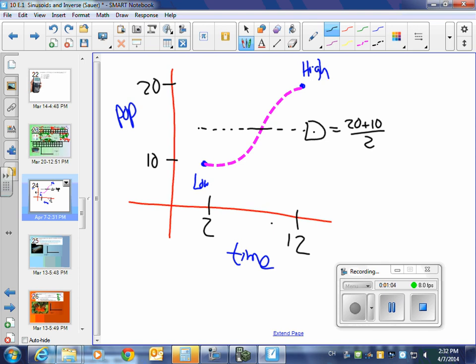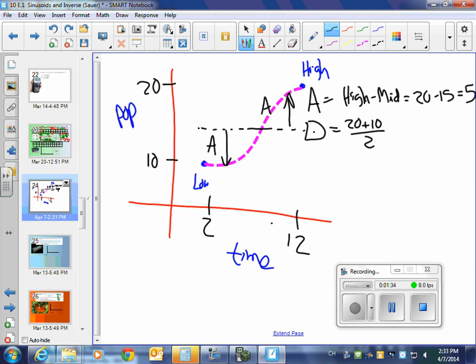Okay? Then you want to figure out what the amplitude is. A is the amplitude here. A is your amplitude there. To figure out A, you're going to take the high minus the middle. Okay? And that's just going to be, this middle was 15, right? And so the high is 20. 20 minus 15 is just 5. That amplitude is 5. Totally makes sense.